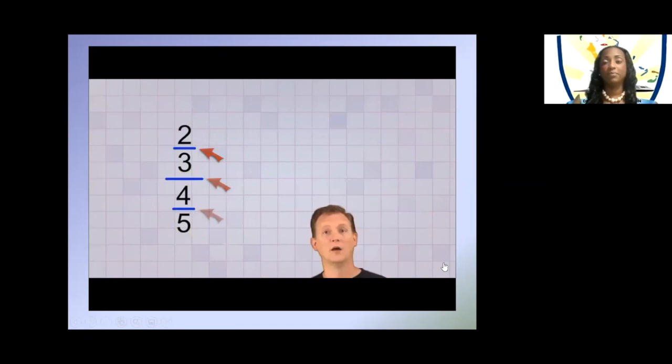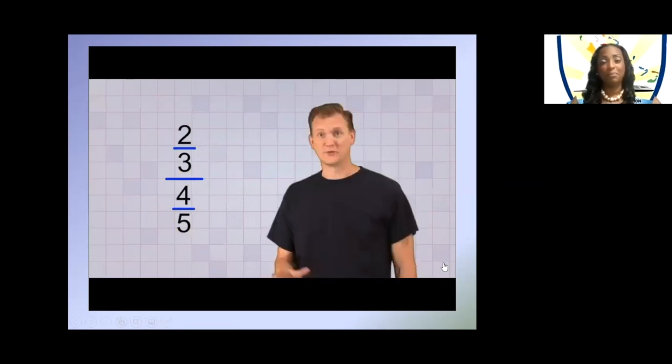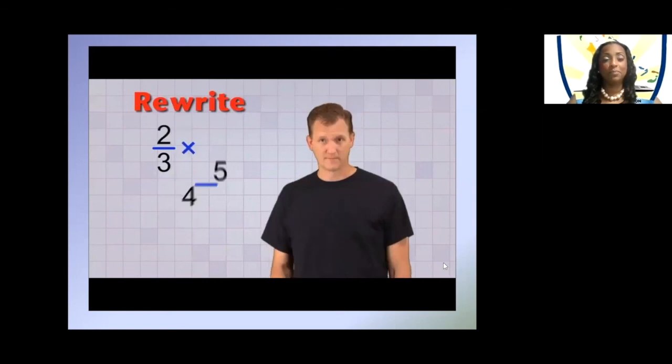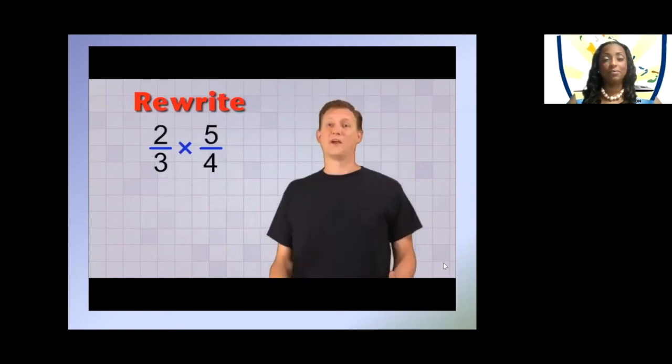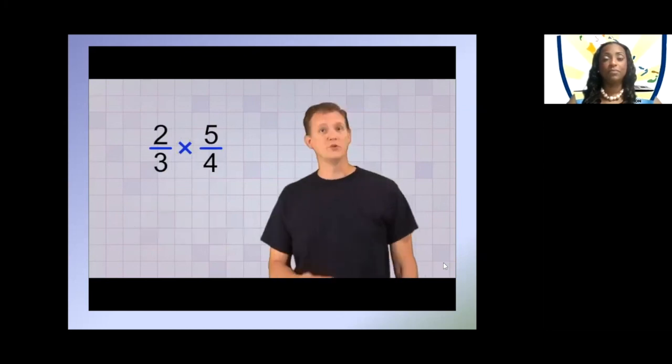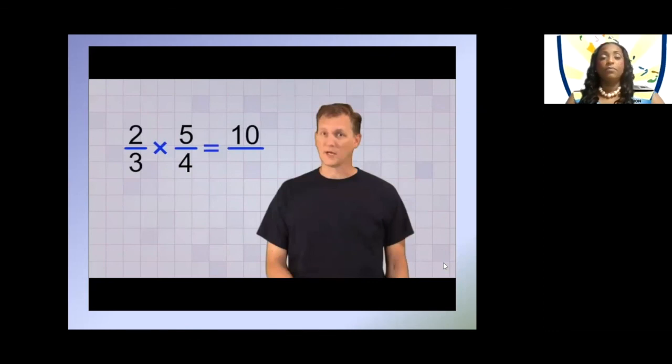But we can make it look a lot better. Let's rewrite this as a multiplication problem by taking the reciprocal of the bottom number, the fraction that we're dividing by, and multiplying it by the fraction on top. There! That looks easier to do, and it's really the same problem. We just need to multiply to get the answer. So 2 times 5 equals 10, and 3 times 4 equals 12.